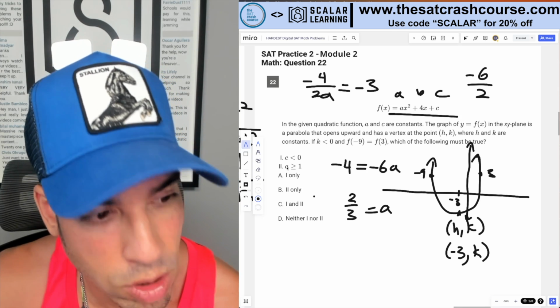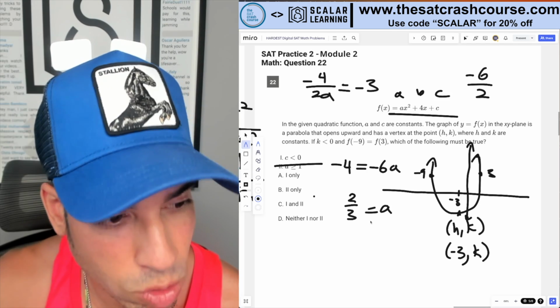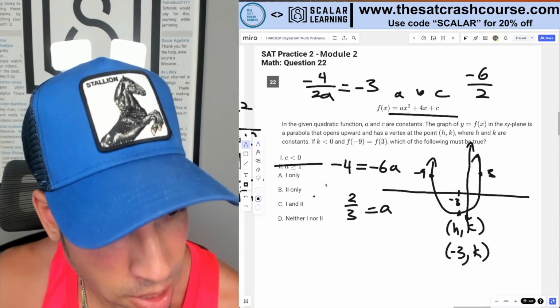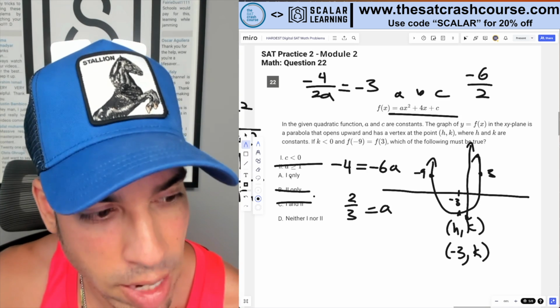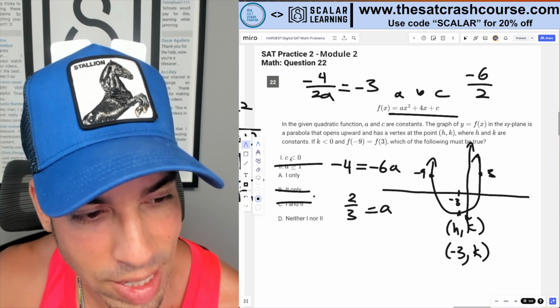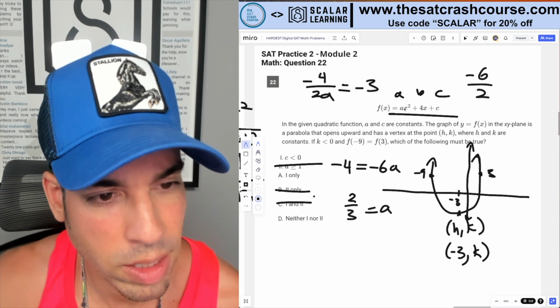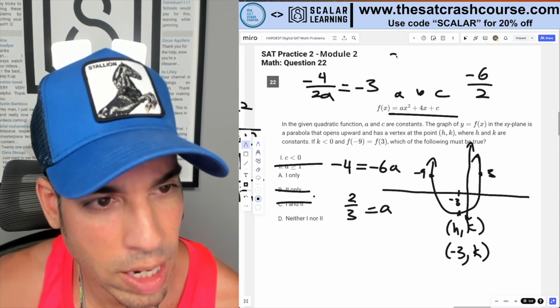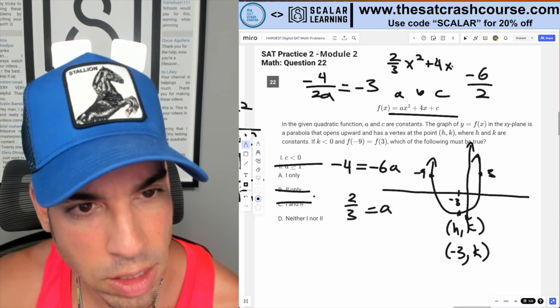So a is 2/3. So is a greater than or equal to 1? No, that is wrong. 2/3 is less than 1. So that means b and c are out. So the question is, is a true, or are neither of these true? Meaning, is c negative? So to figure this out, I'm going to rewrite this knowing that a is 2/3. So I got 2/3 x squared plus 4x plus c.